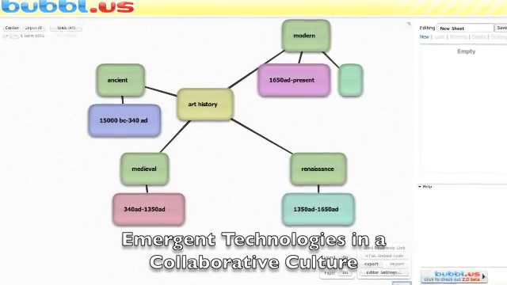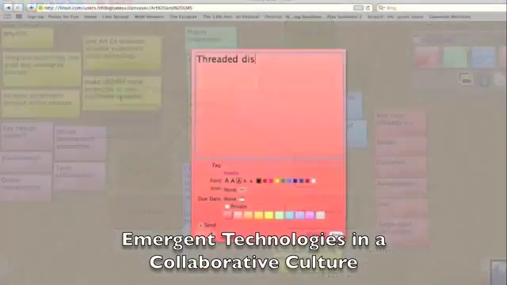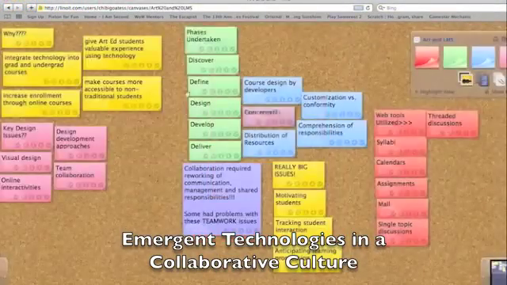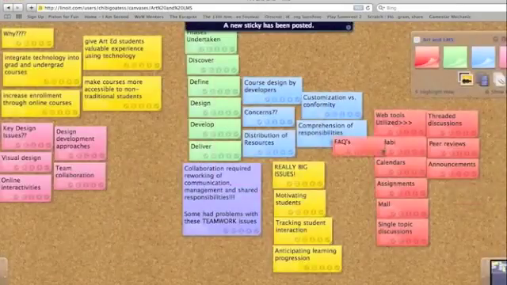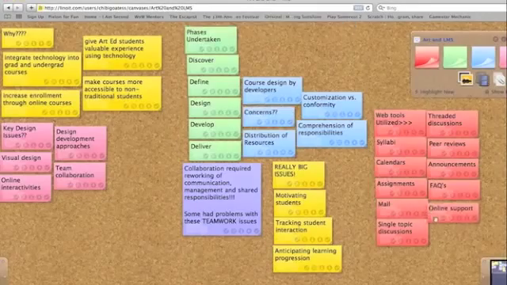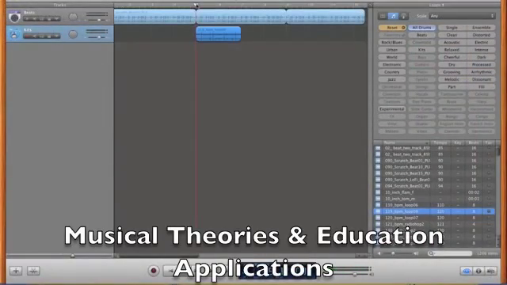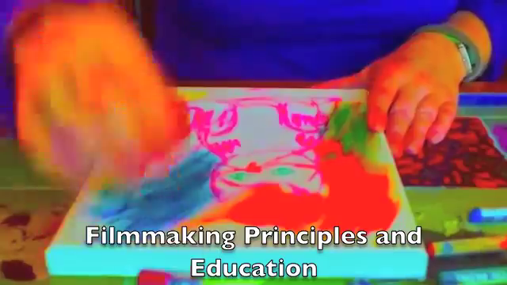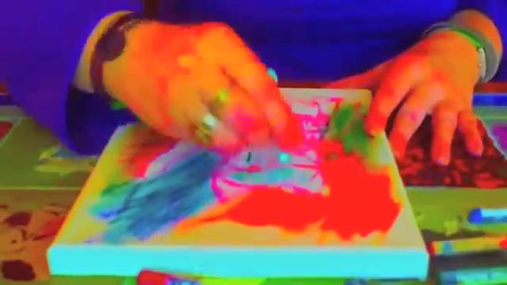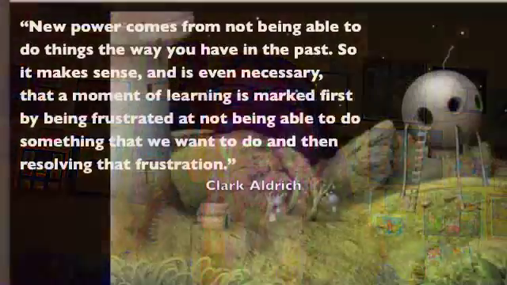In Emerging Technologies in a Collaborative Culture, I learned a lot about Web 2.0 tools and how I can use them in my classroom. For example, learning about Linoit helped to shape my action research project. In Music Theories and Education Applications, I was able to further learn how to use GarageBand so that I could create my own soundtracks and avoid copyright issues in my classroom. In Filmmaking Principles and Education, I was able to get a better grasp on digital storytelling and a greater understanding of what goes into creating films.